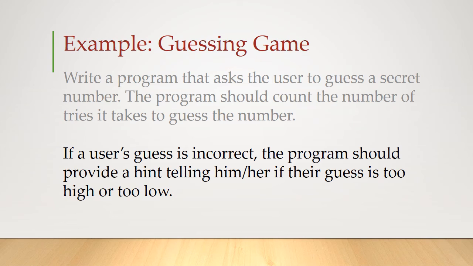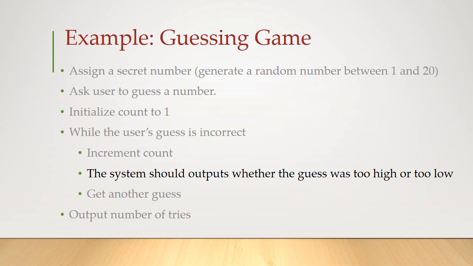Let's refine our guessing game program. Let's add some functionality so that if the user's guess is incorrect, the program should provide a hint telling the user if the guess is too high or too low. So our original algorithm will be modified so that if the user's guess is incorrect, within the while loop, we'll add a statement so that the system will output whether the guess was too high or too low.